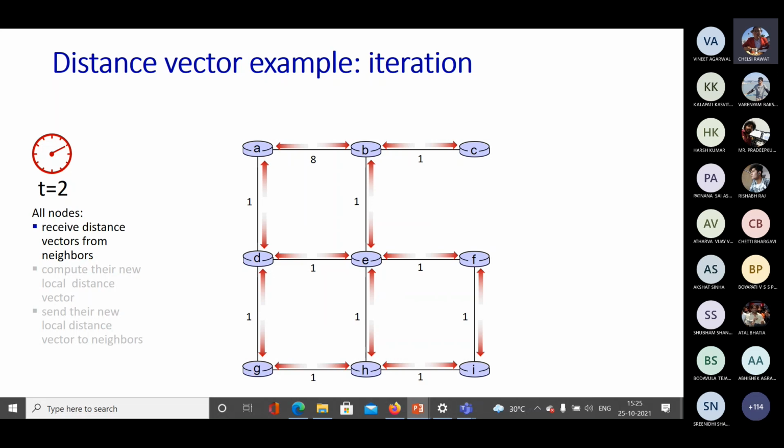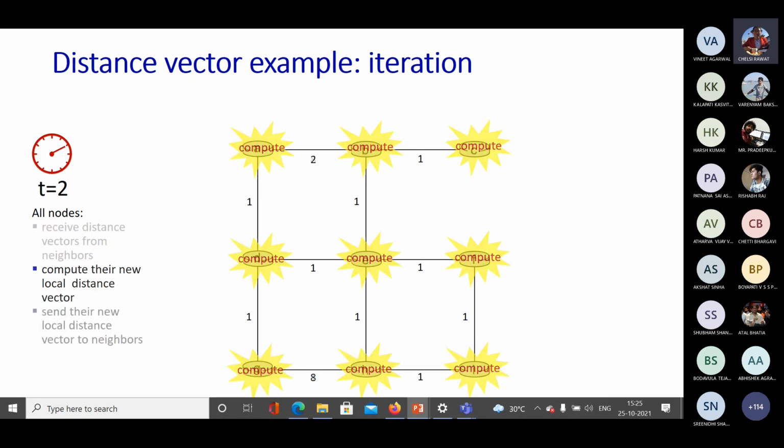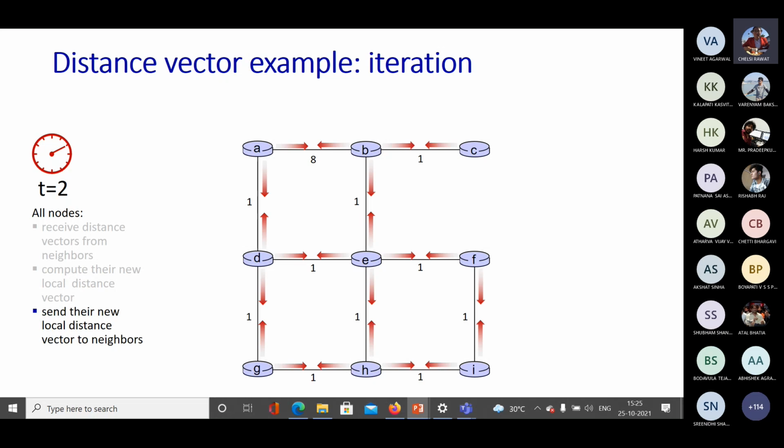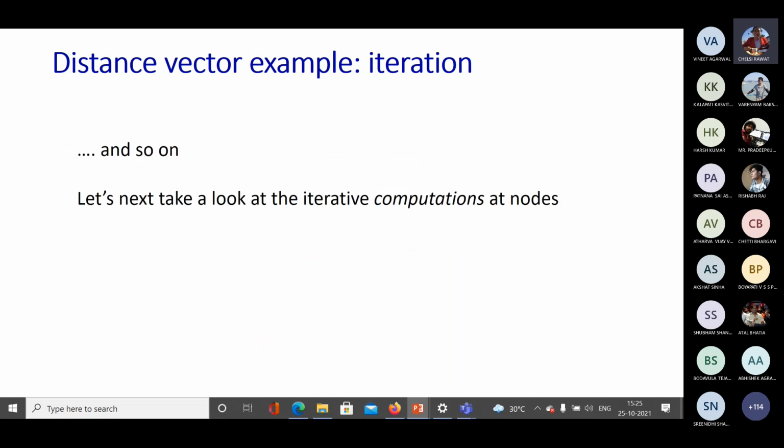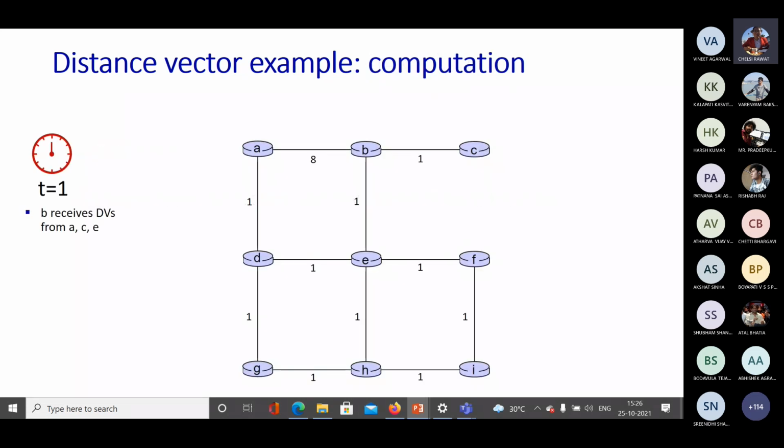Now this happened at t equals 1, and then at t equals 2, all the nodes receive distance vector estimates from their neighbors. Then they compute their new local distance vector and send it to their neighbors, and so on and so forth. This entire thing happened twice, as I just showed. So that is an iterative computation. It will keep happening in the network. Now let's take a look at the iterative computations at nodes.